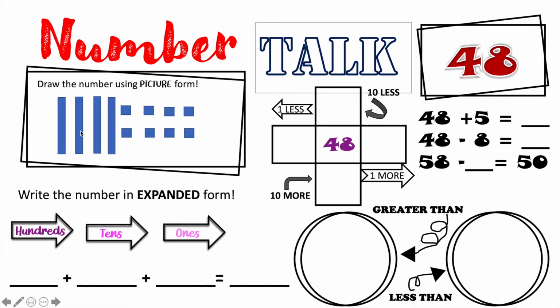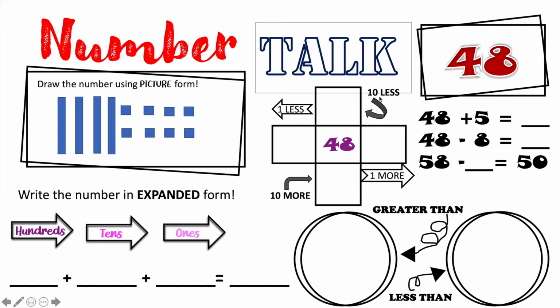10, 20, 30, 40, 41, 42, 43, 44, 45, 46, 47, 48. Our number is 48. 4 groups of 10 and 8 ones. 1 group of 10, 2 groups of 10, 3 groups of 10, 4 groups of 10, and 8 ones. Let's zoom in to our number 48.